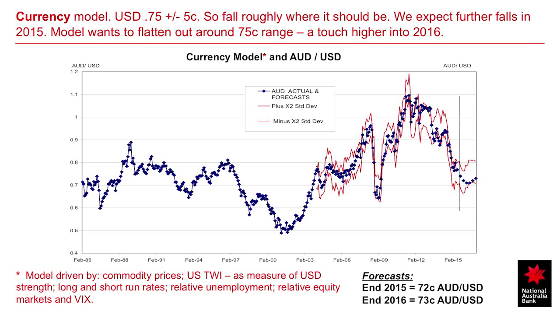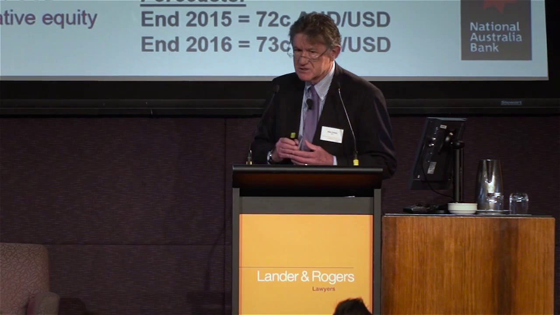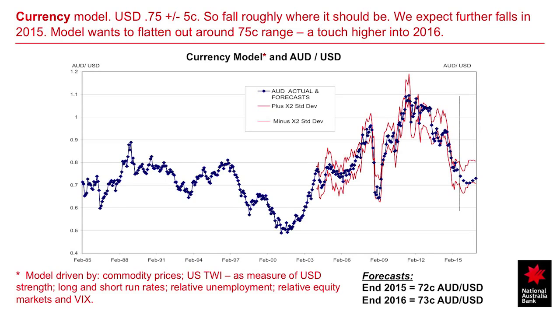Nobody can. But what it sort of says is, the things that really matter are things like commodity prices, how strong or weak the US dollar is, rates, GDP, et cetera. But what this graph is sort of saying is the fall in the currency is roughly what it should have been. So I don't agree with the Reserve Bank, who keeps saying it should be 10 cents lower.